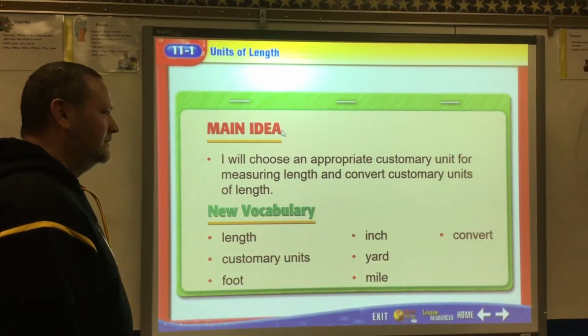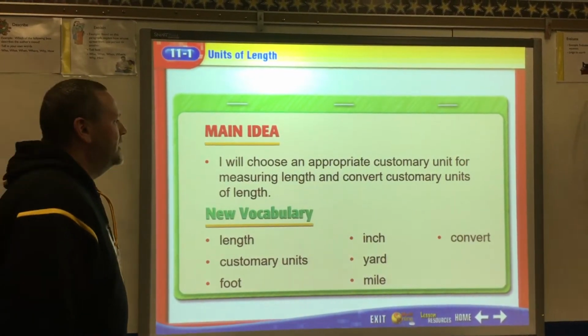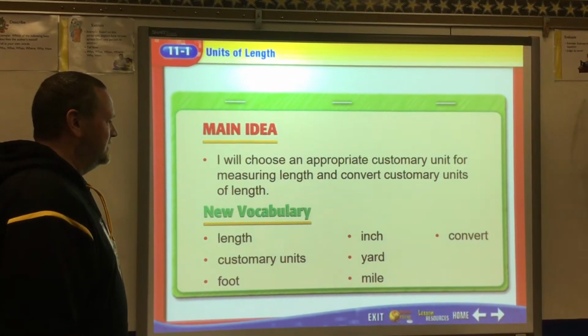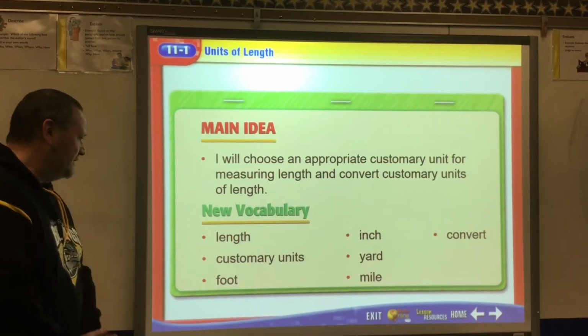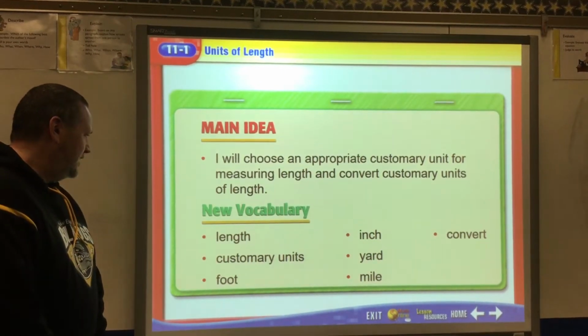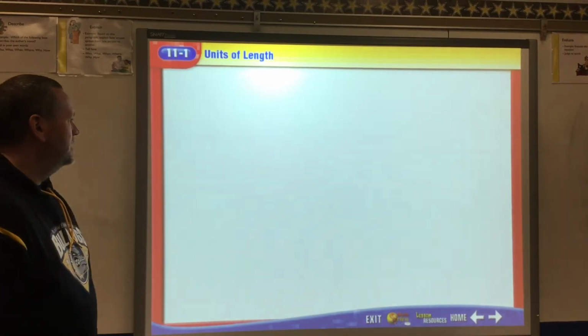I will choose an appropriate customary unit for measuring lengths and convert customary units of lengths. So our new vocabulary would be length, customary units, foot, inch, yard, mile, and then convert.